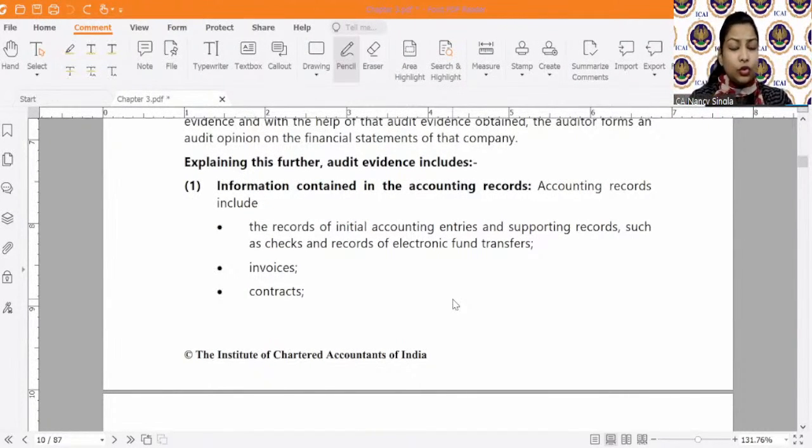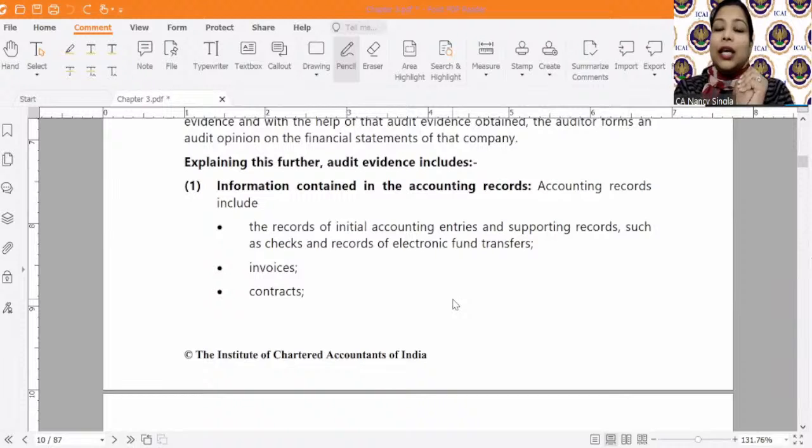Okay? So students, what are we discussing right now? The information. The first word of our definition of audit evidence is information, and we saw that it can be of two types: accounting records underlying the financial statement and other information that authenticates this information.